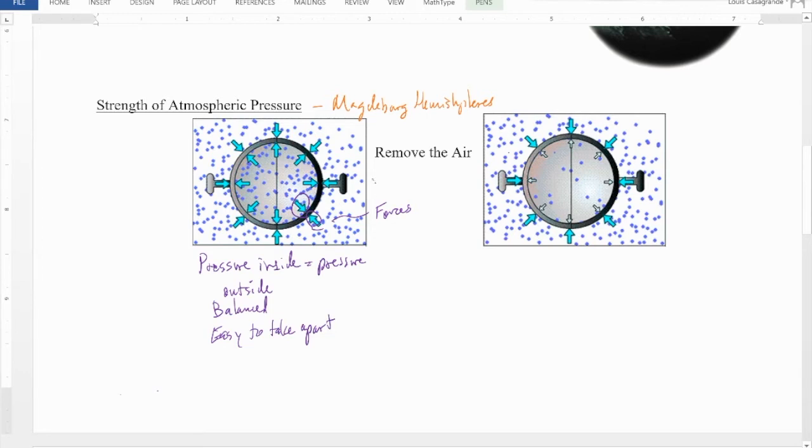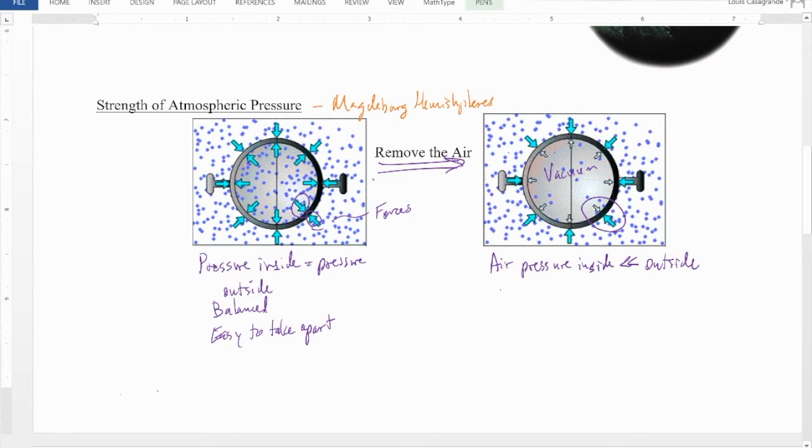So now we're going to hook this up to a vacuum pump, remove the air, and leave inside a vacuum. VACUUM is how you spell vacuum. What that means is the air pressure inside is now much, much less than the pressure outside. And so the arrows now are not matched up.